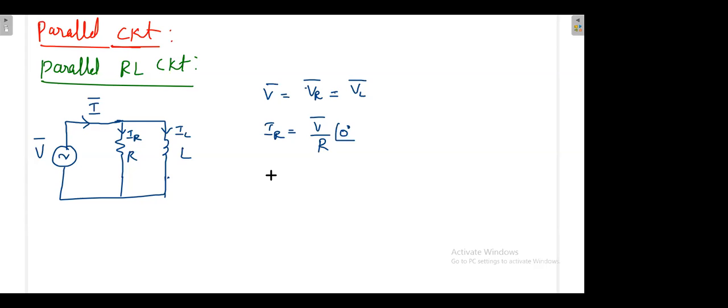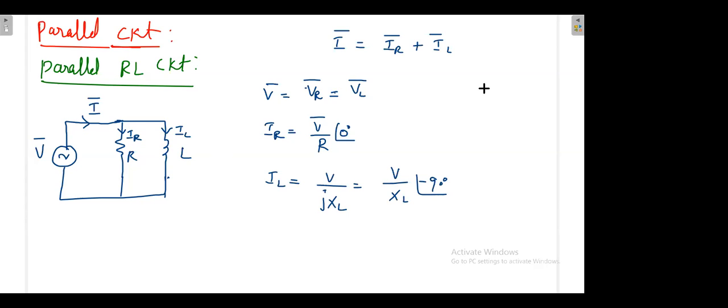Next, what is IL? IL is equal to V divided by the impedance of this one, that is j into XL. That means V divided by XL, and the j I can take up so that I write minus 90 degree. Now you can write I is equal to IR plus IL as vectors, but once you draw the phasor diagram, it will be clear. Finally you can write I is equal to the square root of IR square plus IL square. How it is coming, we'll see.